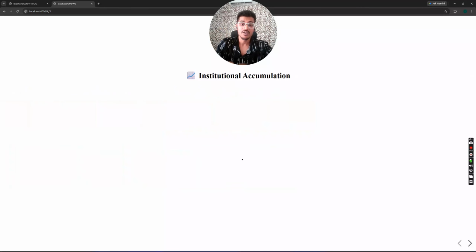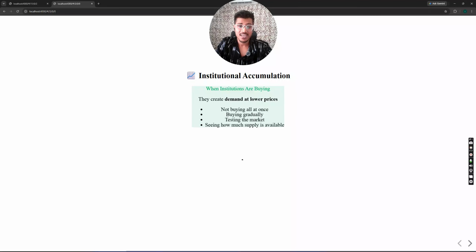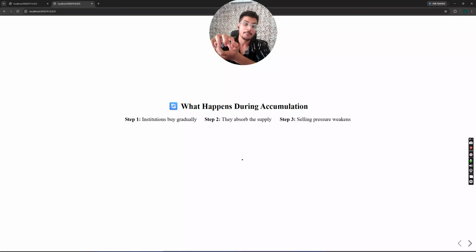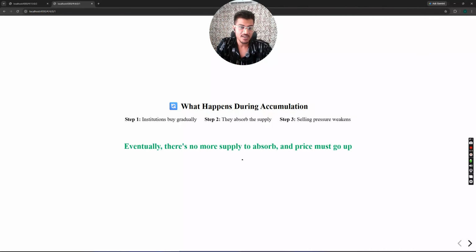In institutional accumulation, when institutions are buying, they create demand at lower prices. They are not buying all at once, they are buying gradually, and I will show it to you on the chart. They are testing the market and seeing how much supply is available, so supply is being absorbed quietly. Step one is that institutions are buying gradually. Step two is that they absorb supply, and then they are pushing the price up. When step three happens, selling pressure weakens, then the real move starts, and eventually there's no more supply to absorb and price must go up.